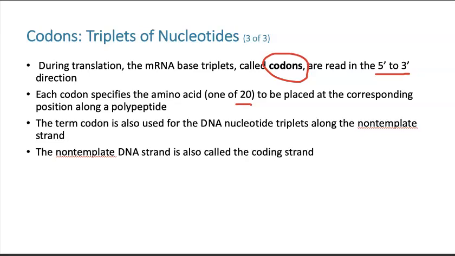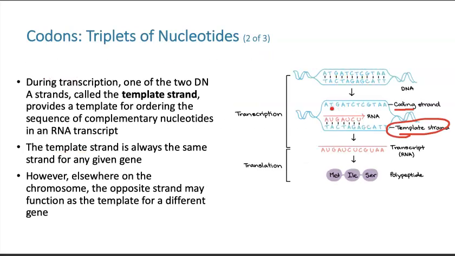The term codon is also used for the DNA nucleotide triplets along the non-template strand, or the coding strand, which is the word I used previously. So sometimes, when we're looking at DNA, we might think about this as a codon, because that's the coding strand. But we wouldn't call this stuff down here codons.